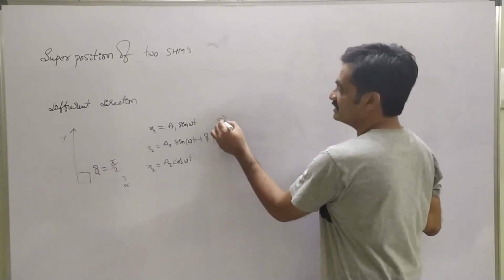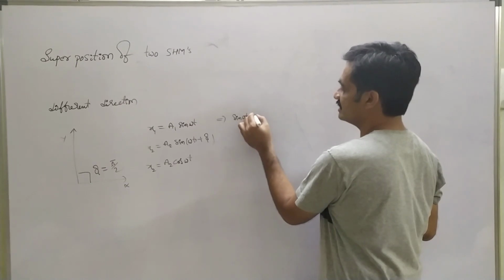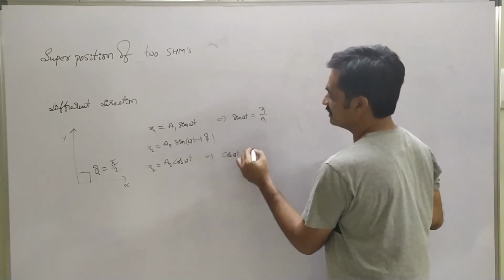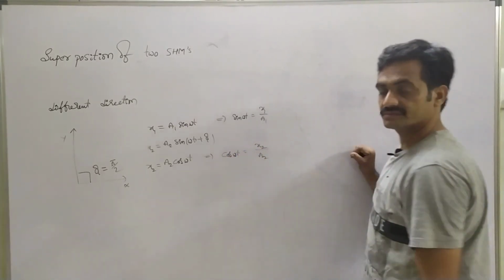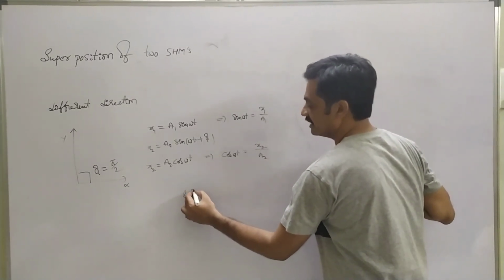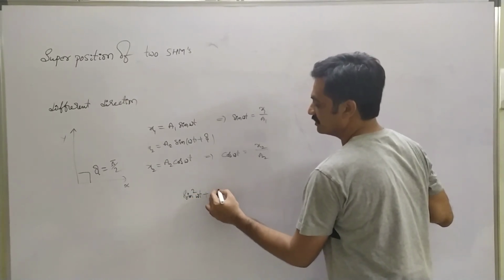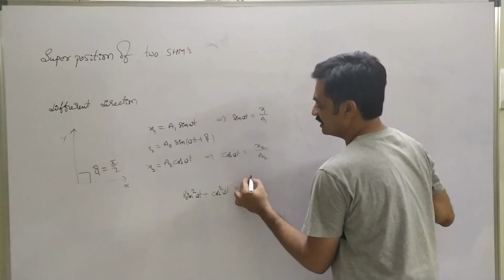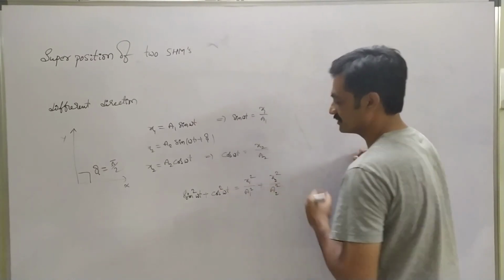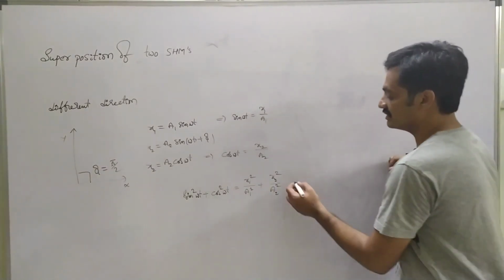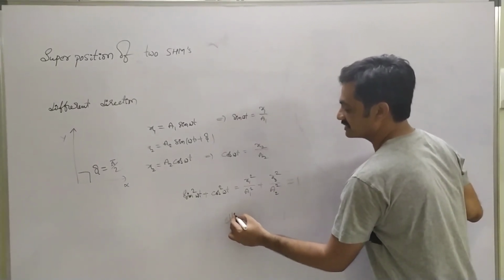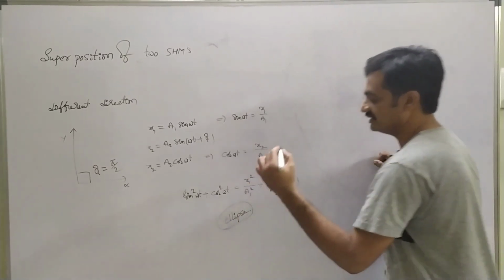So from this equation we have sin omega t equals x1 by A1, and from this equation we have cos omega t equals x2 by A2. Now let us square these two equations and add them. Then we have sin square omega t plus cos square omega t equals x1 square by A1 square plus x2 square by A2 square. But we know that sin square theta plus cos square theta equals 1. Then the resultant is represented in the form of an ellipse.